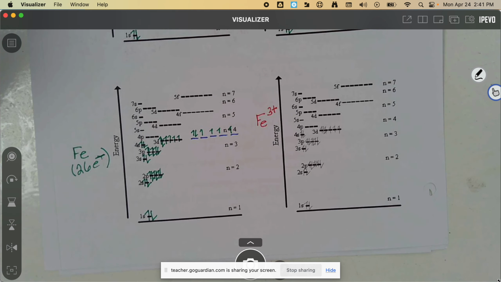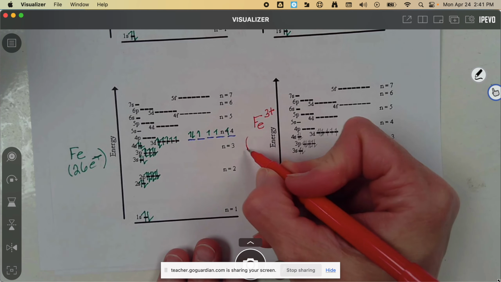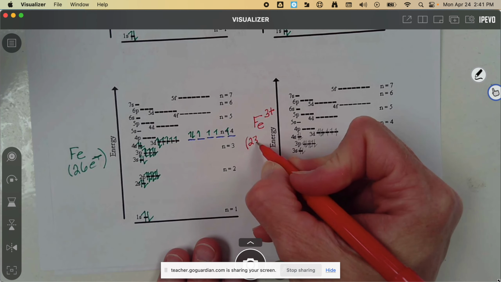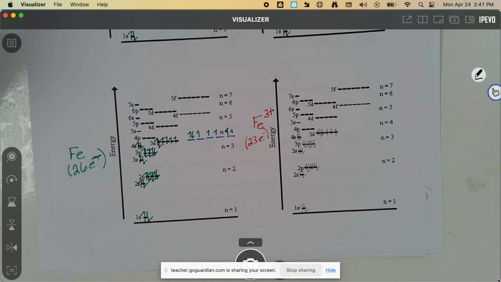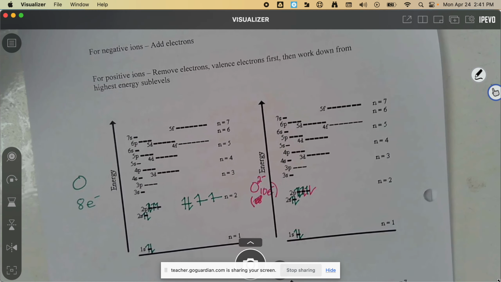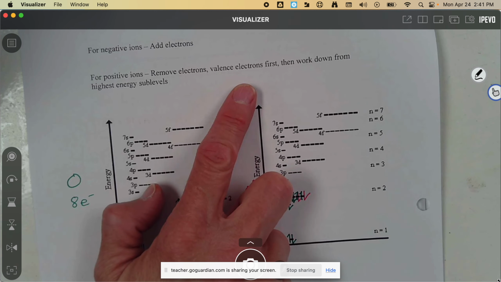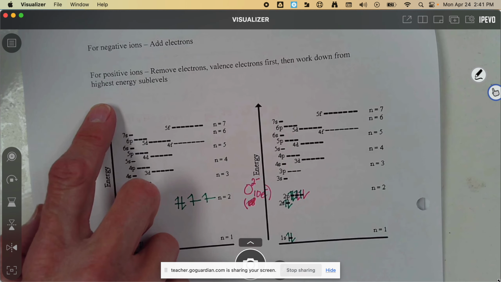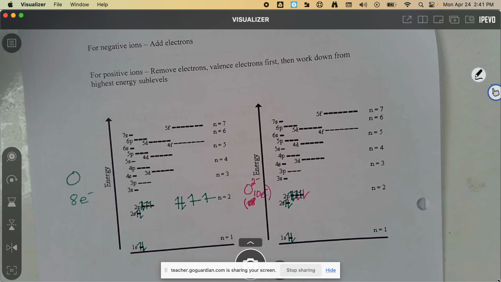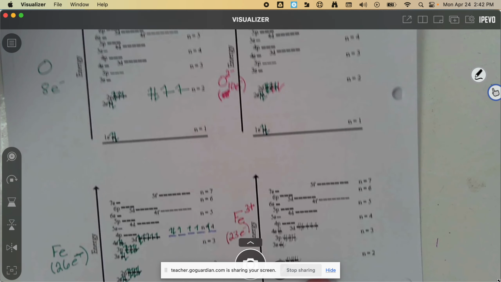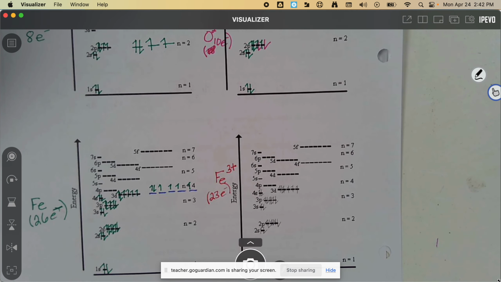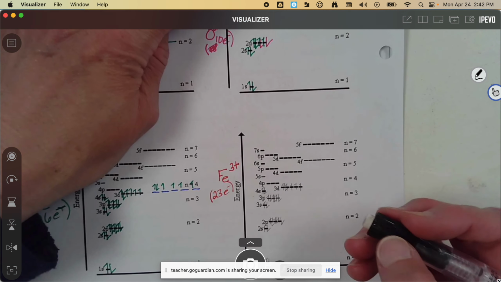So to get from iron to iron 3 positive, we have to remove 3 electrons to bring us down to 23. But notice up here it says take your valence electrons out first, then work your way down from the highest energy sublevels. The valence electrons are the ones with the highest n level, so they're these in the 4th energy level. The valence electrons are farther away from the nucleus than any of the other ones. So when it's time to lose, the ones farthest from the nucleus get lost first.